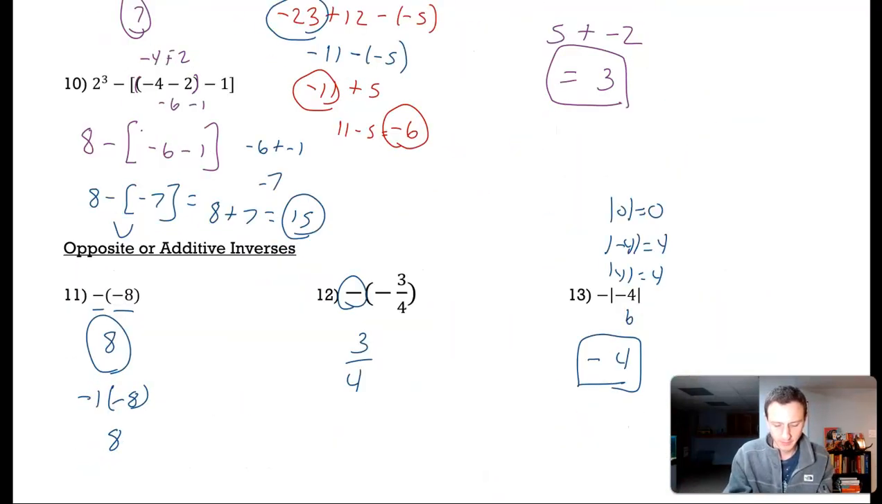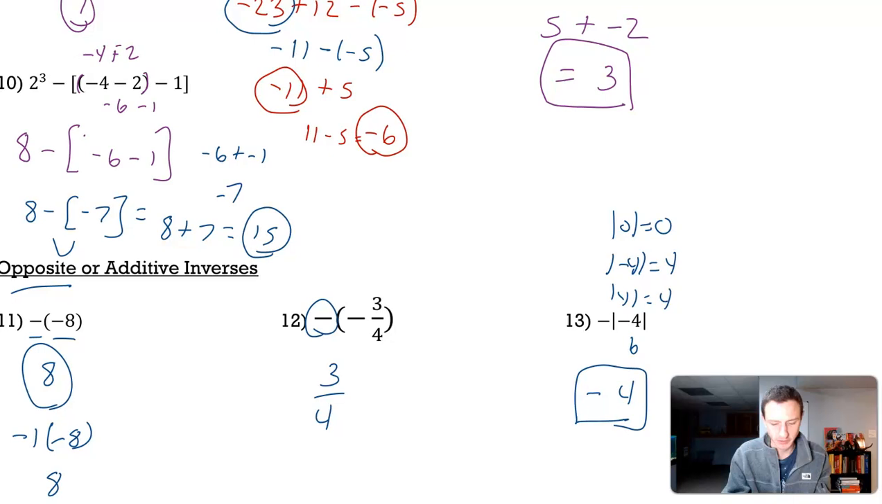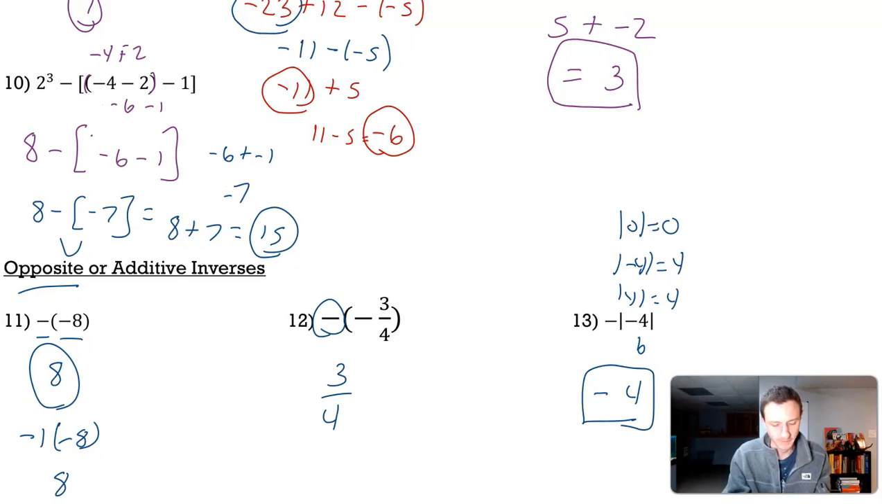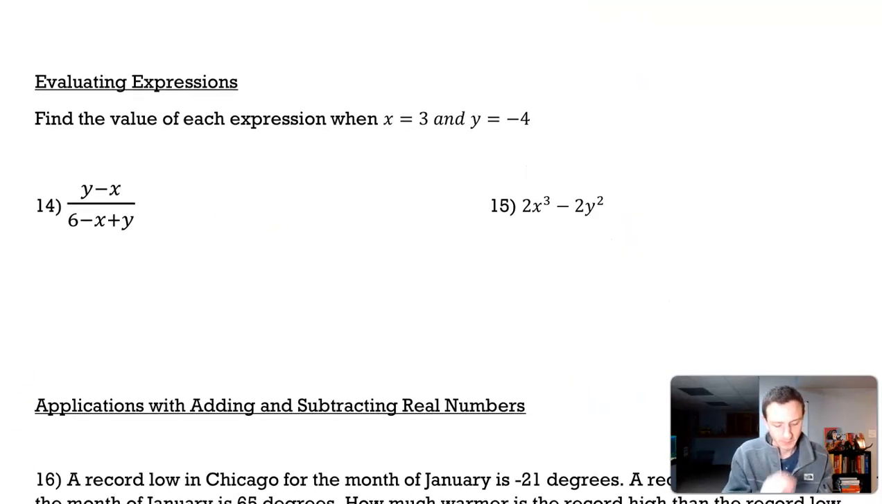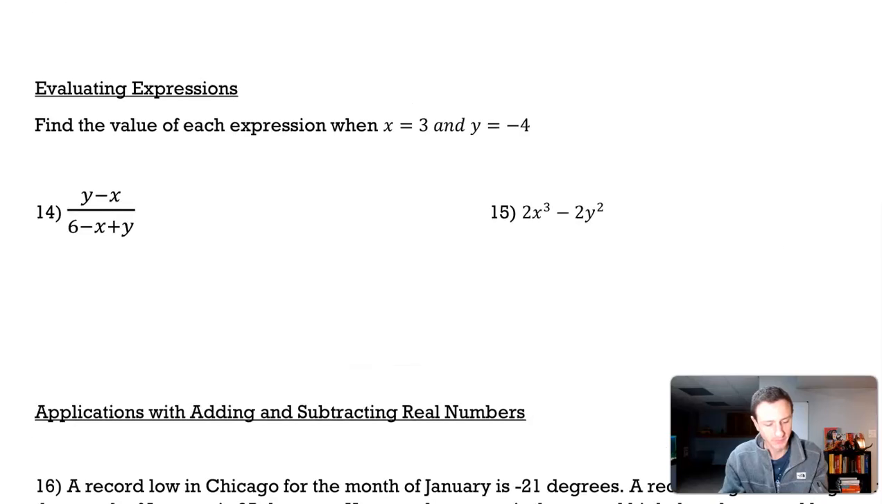I think some of my examples might have dropped out. So these are opposites, but the additive inverses, some of my examples here must have just not transferred over. That's okay. Let's just look at evaluating expressions, and then we'll take a look at some applications with this.